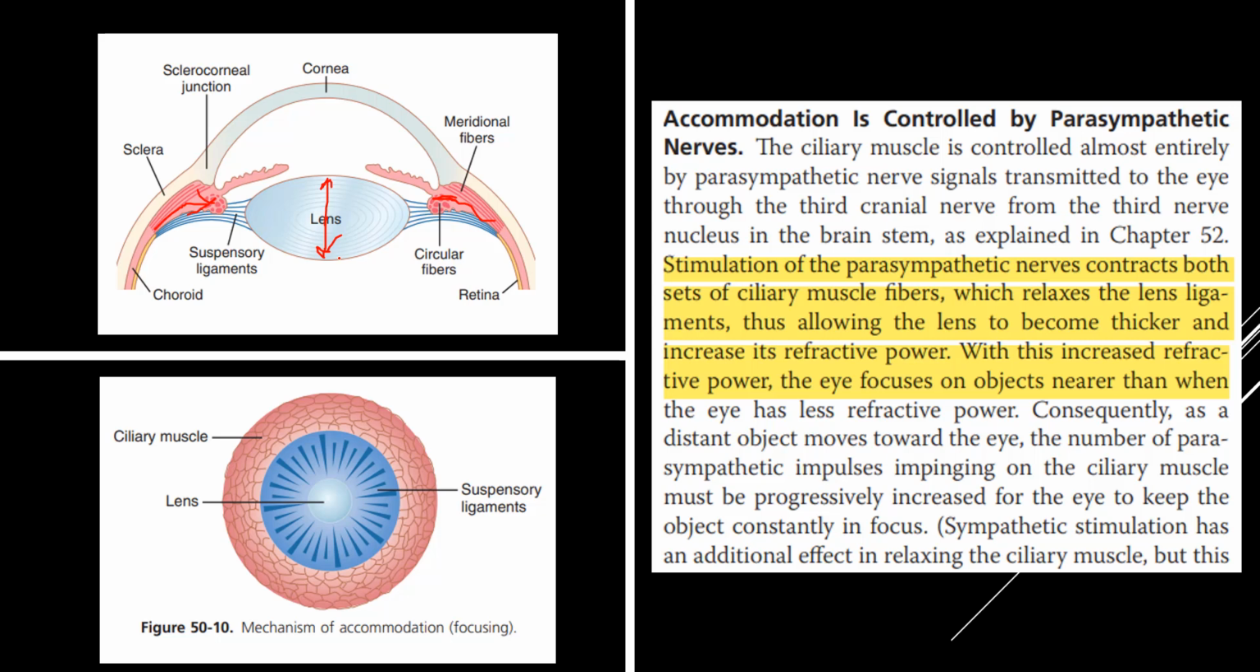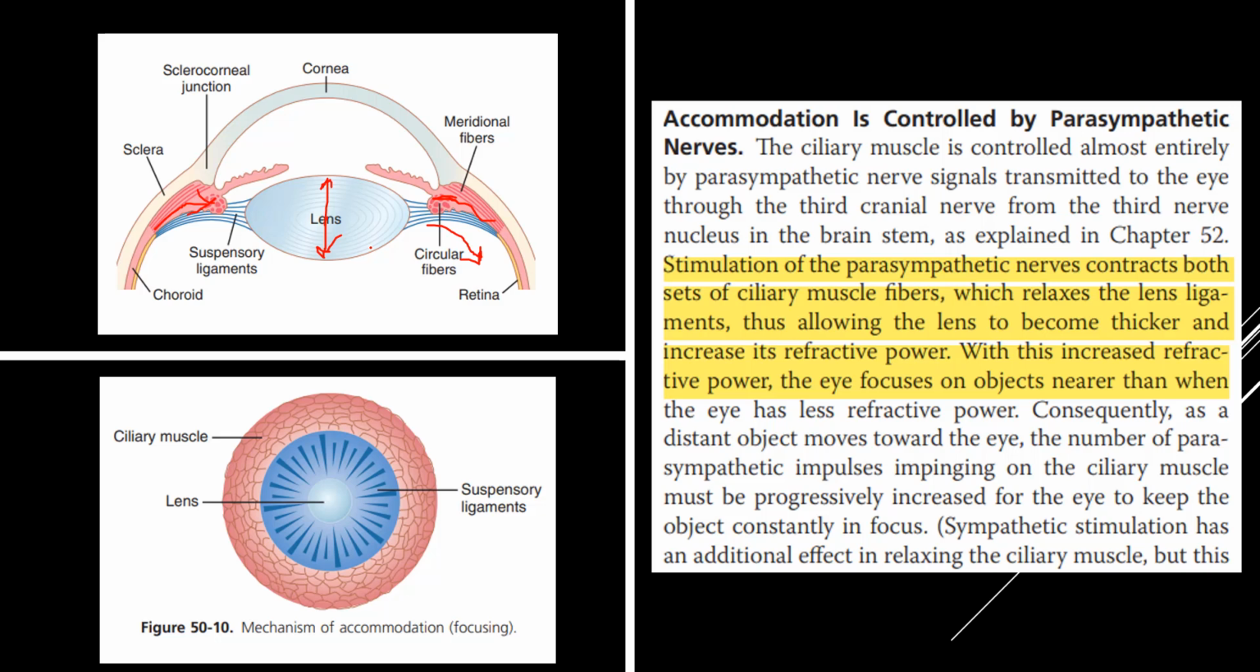When you are looking at far objects, it's vice versa. It means the ciliary muscle will relax, stretching the suspensory ligament, and this stretching of the suspensory ligament will lead to flattening of the lens to look at far objects. And that's the idea of accommodation, which is our ability to change the diameter of our lenses to look at near objects and far objects.